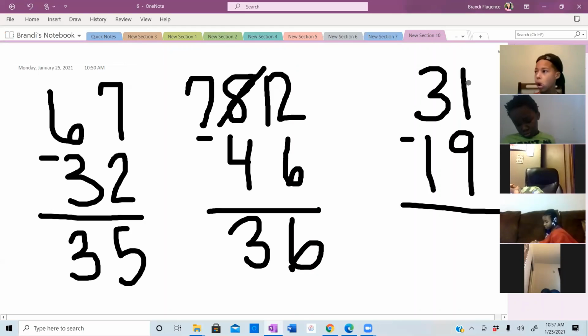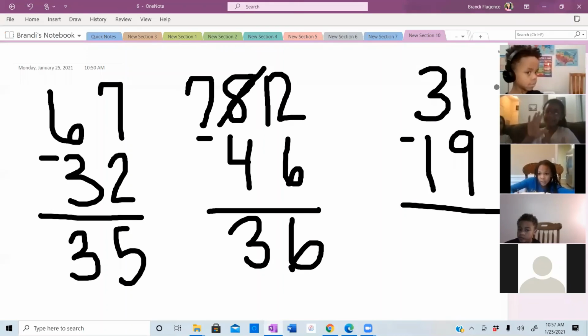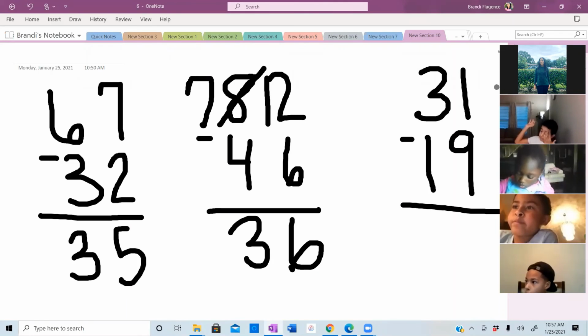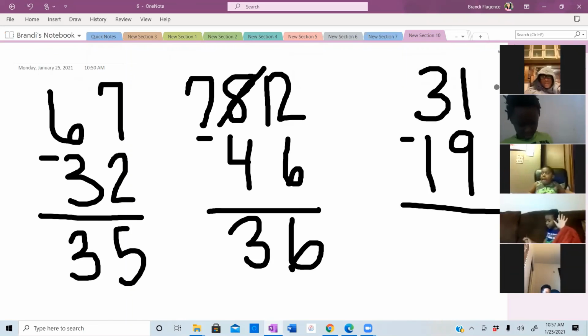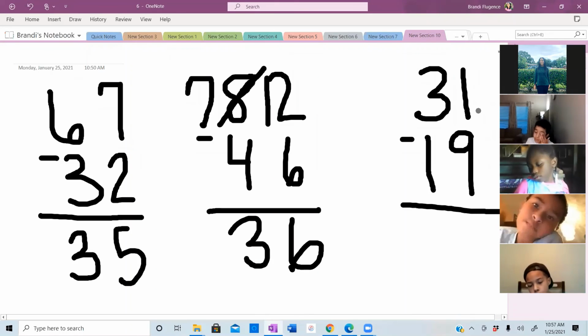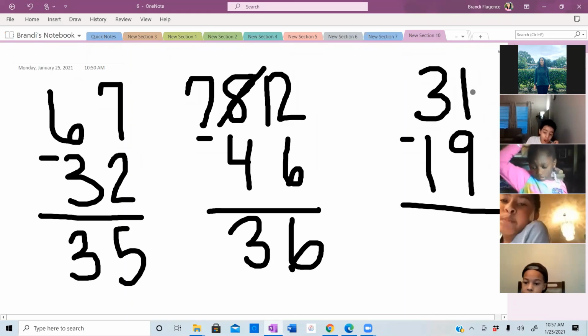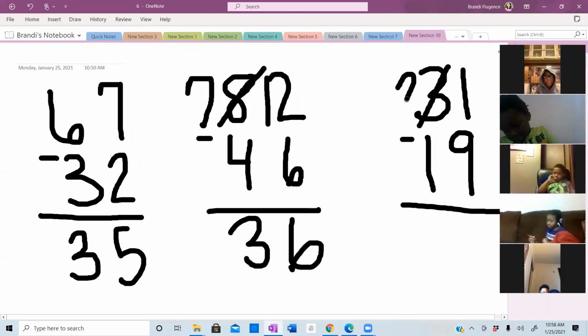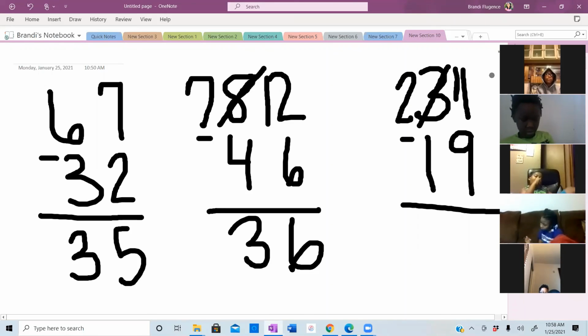31 minus 19. Who would like to walk us through this one? Okay, all right, go ahead, Bailey. 1 isn't big enough. Okay, I can't do that, so what do I need to do? So you need to cross out the 3, trade. This turns into a 2. Okay, I add 10 to the 1, it becomes 11. Good. Now can I subtract?